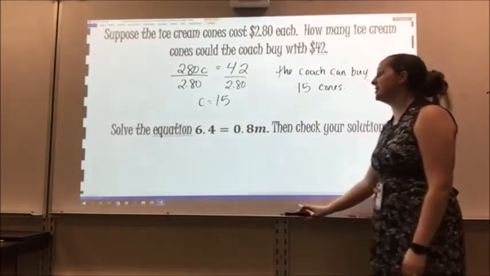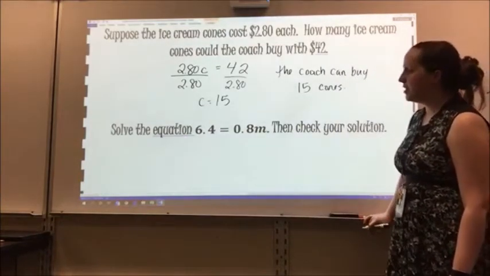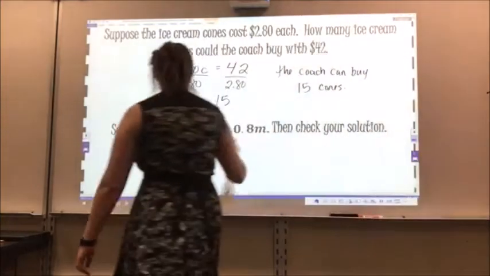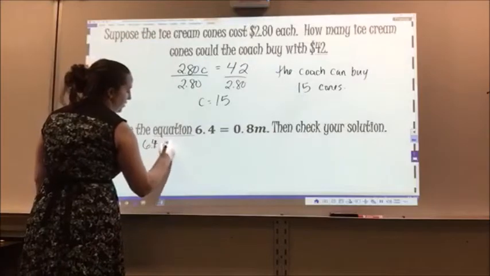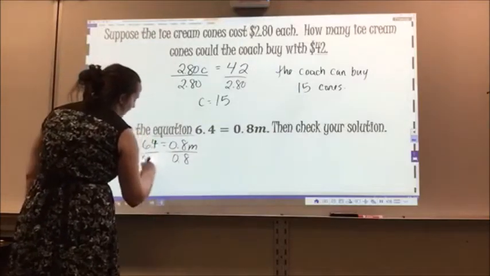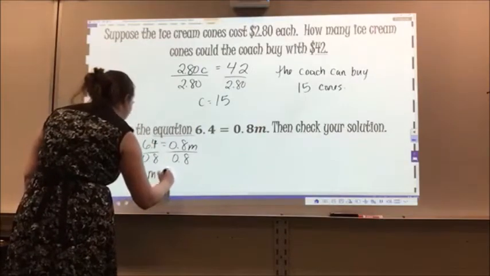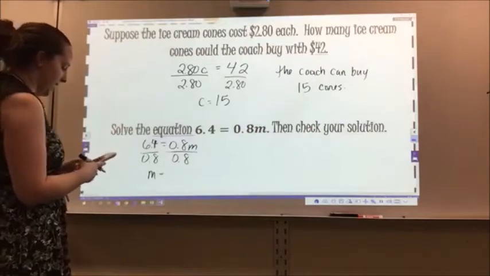Solve the equation 6.4 equals 0.8 m, then check your solution. So, again, I'm multiplying here, so I need to do the opposite, which is dividing. So 6.4 equals 0.8 m, divide both sides by 0.8, because that's what is attached to the m. 6.4 divided by 0.8 is 8.